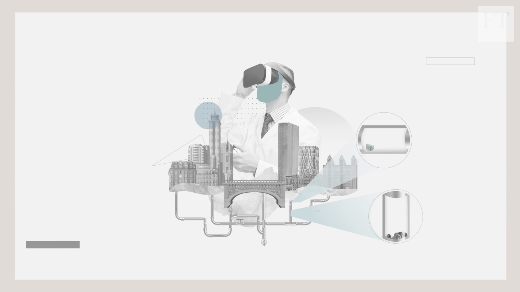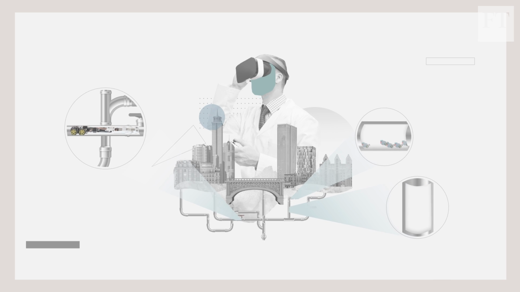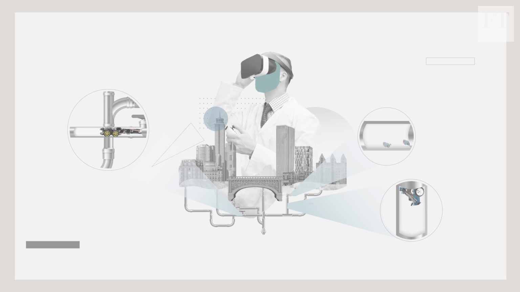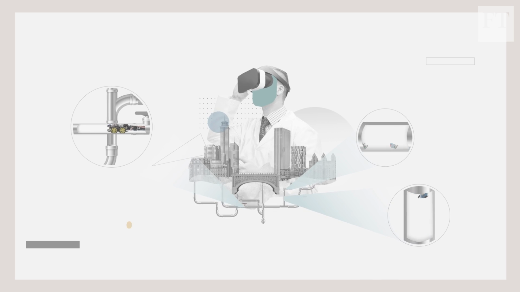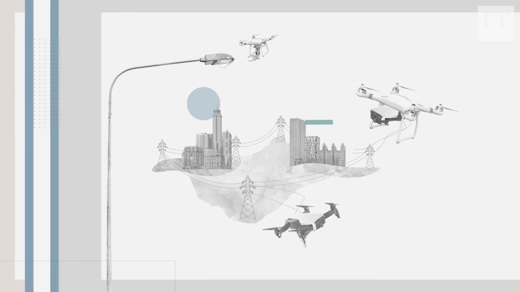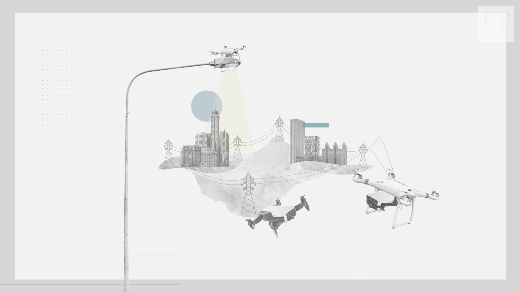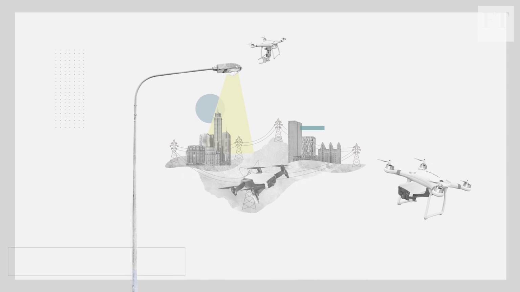Working around the clock, small robotic worms using sensors and navigation systems could identify and fix leaks in buried water pipes without the need to dig up roads. Drones hovering like birds could secure cables dislodged by storms or fix damaged lampposts.